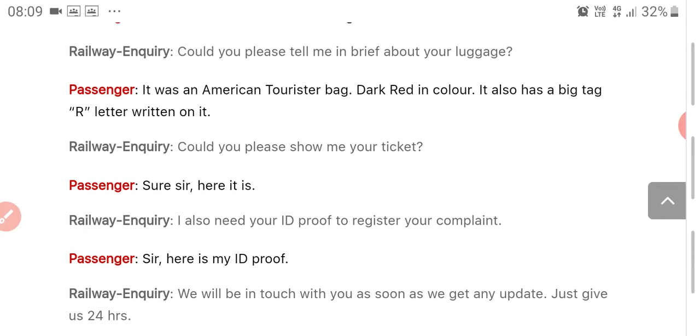Sure, sir, here it is. Obviously, you need to carry your ticket with you or show some proof that you actually traveled in that train.